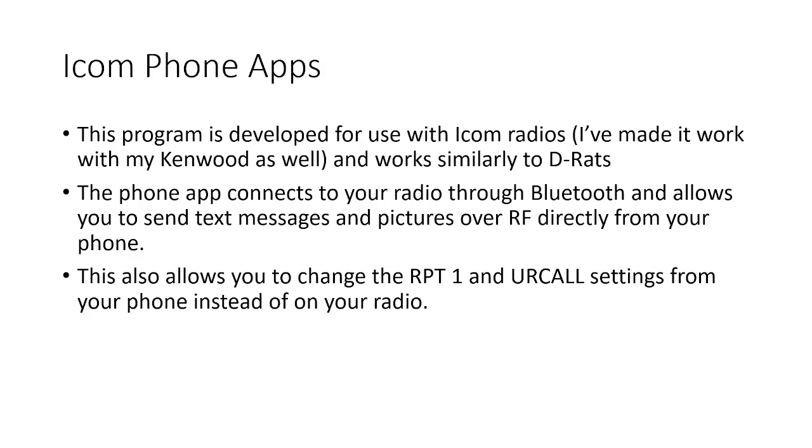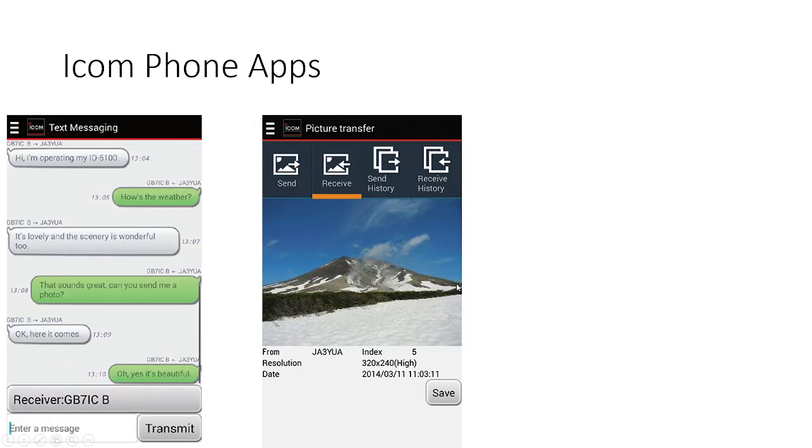And this presentation predates the 705 a bit, because now the 705 and I believe the 905 allow for sending pictures natively on the radio. But on the older radios, as long as you have the Bluetooth module in them, you can send pictures and text messages over RF directly from your cell phone. The app also allows you to change your RPT1 and the URCALL settings from your phone instead of on the radio. And you can see this is what the app looked like back when I created this presentation.